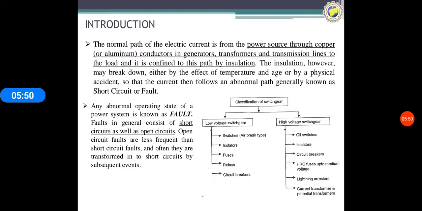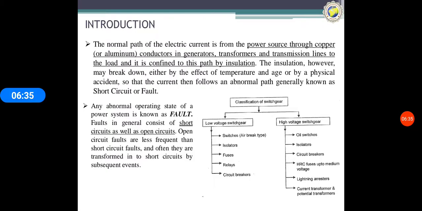So first of all, what is a fault? We can simply say that any abnormal operating state of the power system is known as a fault. Faults in general consist of short circuits as well as open circuits. Open circuit faults are less frequent than short circuit faults, because when a short circuit fault occurs, a very large current passes through our power system, and this large current damages our power system as well as being dangerous for the equipment.